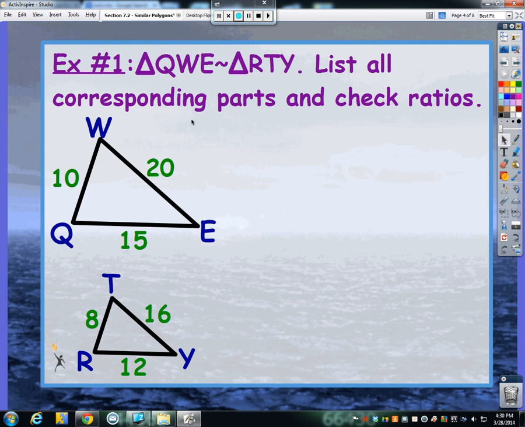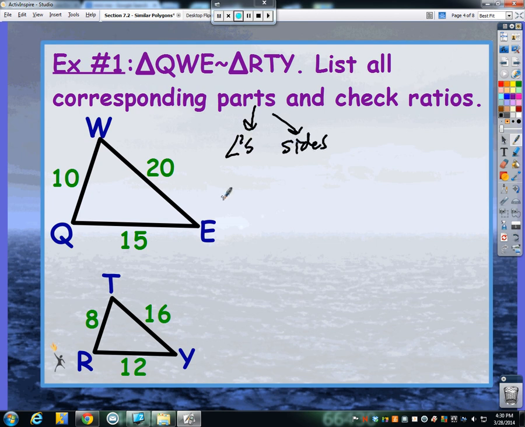So in the first example, I'm saying triangle QWE is similar to triangle RTY. Now, knowing that these two triangles are already similar, that means that all the angles match up and all the sides are proportional. So what I want to do for this one is just list all the corresponding parts and check their ratios. In terms of corresponding parts, there are two things: angles and sides.